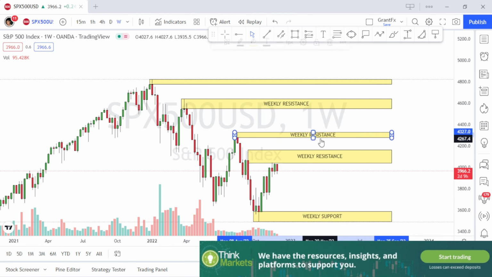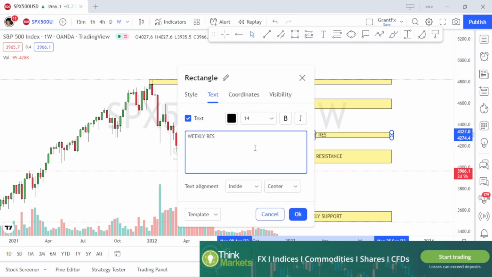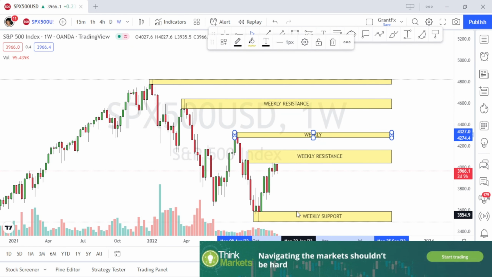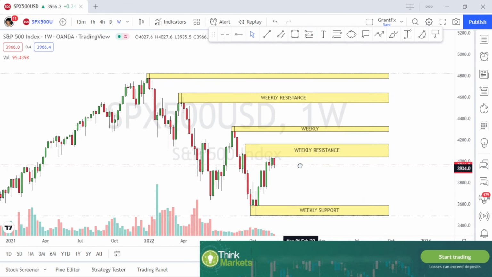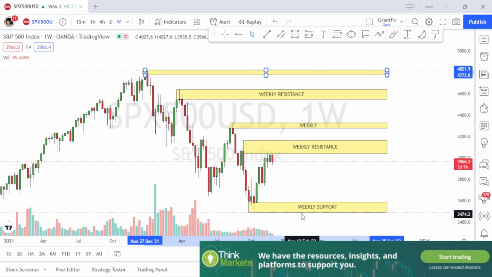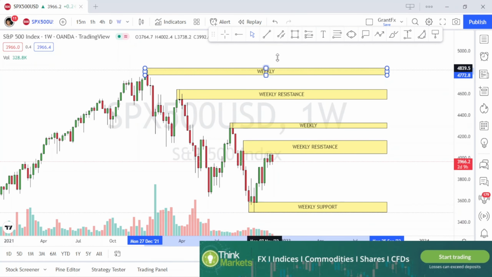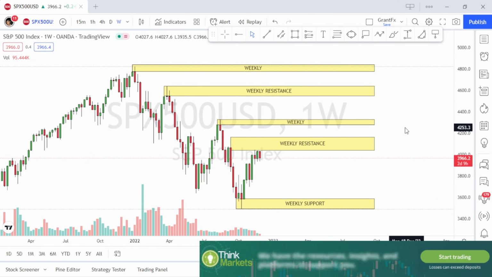So yeah, this is going to stay normal, so I'm not going to make that a resistance yet. That's going to stay on weekly, because the market is trading in between this support and this resistance zone now. So yeah, there we have it. We got our zones right here now. I'm going to move that up a bit because we can't see the weekly. So yeah, this is how it looks. This is my support and resistance zones within the weekly time frame.